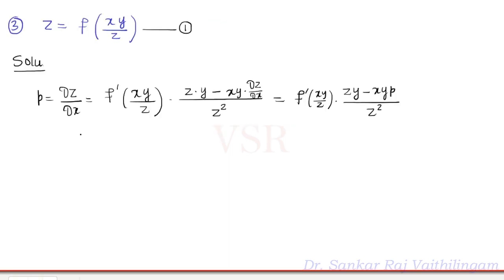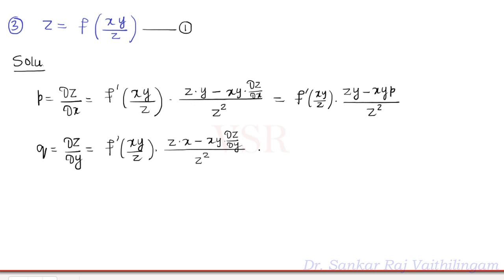இதே மாதிரி Q differentiate பண்ண, differentiate this one with respect to Y. அப்போ we will have Q which is equal to ∂Z/∂Y. So this is equal to F dash of XY divided by Z into இதை Y பொறுத்து differentiate பண்றேன், மேலேயும் Y இருக்கு, கீழே Z குள்ள Y இருக்கு, so that is ∂Z/∂Y.